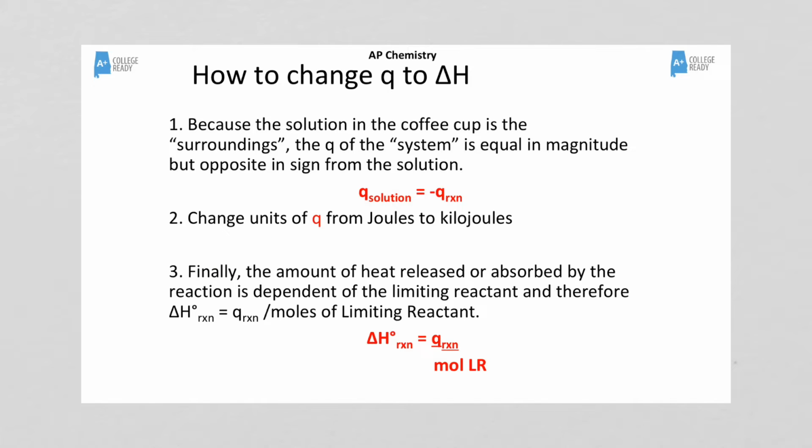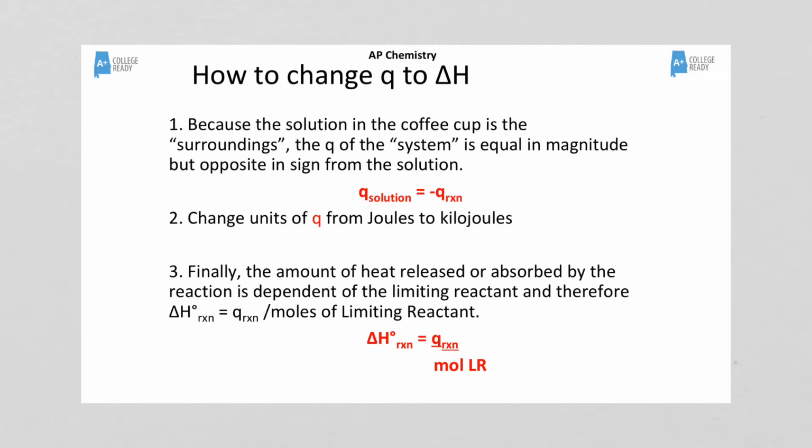Now, once we have the value for Q, based on all the units that we would have plugged in, those units would be joules. So heat would be measured in joules, but as you remember at the beginning, delta H is kilojoules per mole. So we've got to convert several things to get the correct representation for delta H.